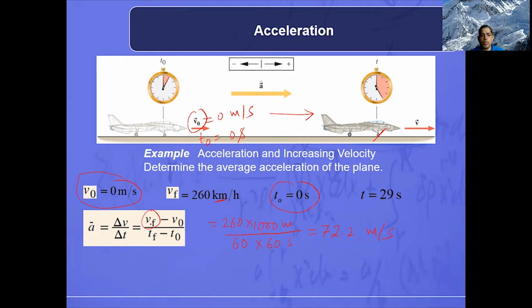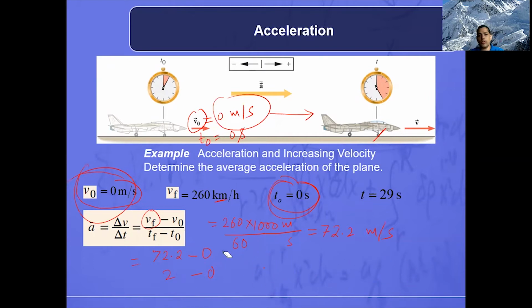So a equals vf minus v0. What is vf? vf is 72.2, v0 is 0, right? As you can see, v0 is 0. Then divide by tf, which is 29, minus t0. What is your t0? It's 0, right? So if you do that, you get 2.49, which is close to 2.5. Okay, what is the unit again? Meter per second square. That's the unit of acceleration. Okay, this is the positive acceleration. As you can see, this is positive acceleration.